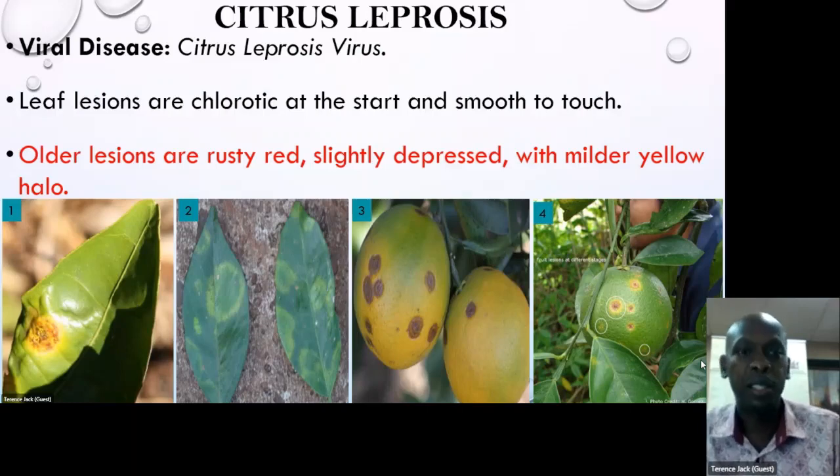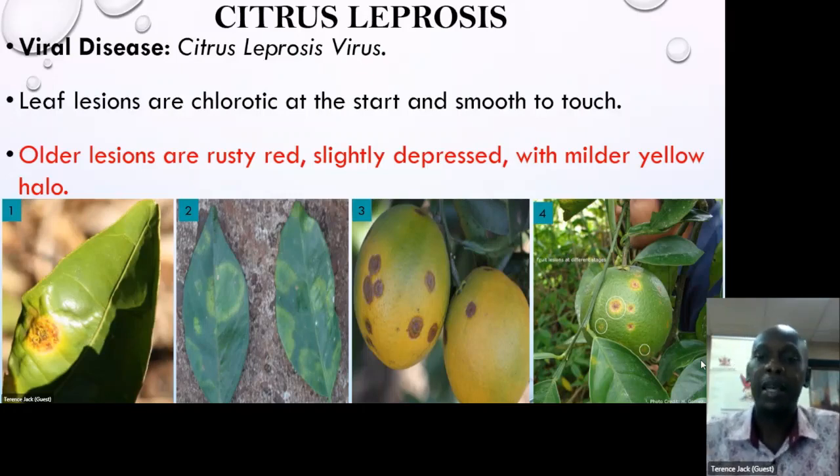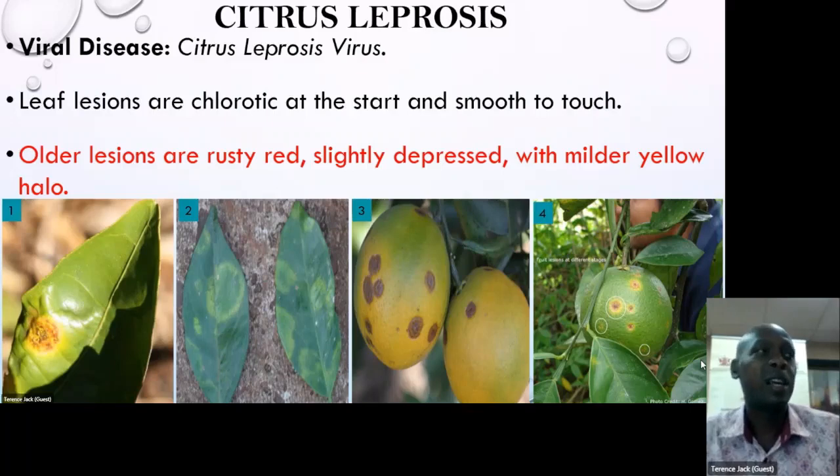Leaf lesions are chlorotic at the start and are smooth to the touch. The lesions for citrus leprosis, in this case, that will distinguish it is that these lesions are rusty red and they are depressed. And that is different from Asian citrus canker. Asian citrus cankers are raised and corky, so you have that defining feature between the two diseases.